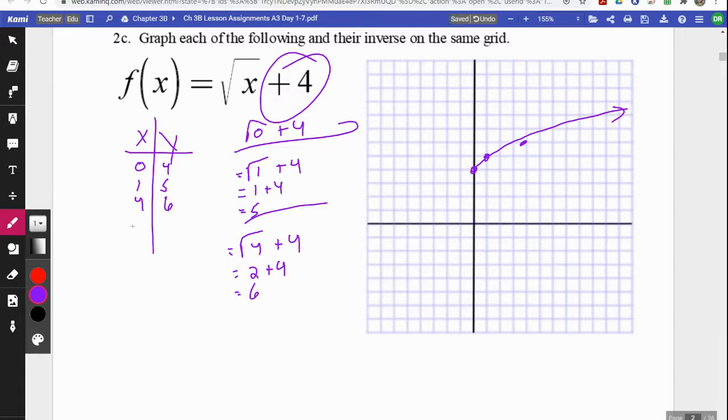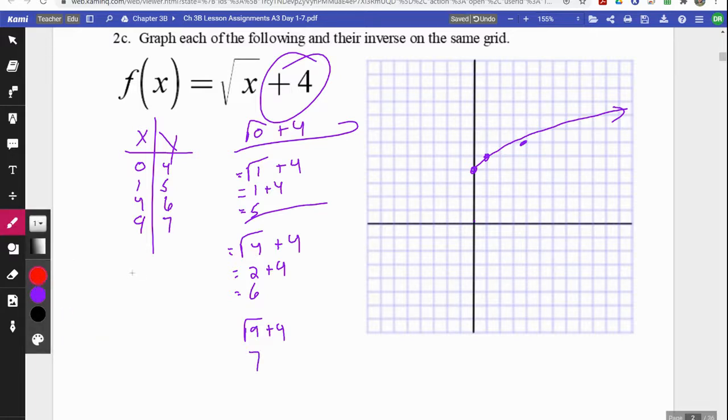The next one we would want to generate would be the next perfect square that you could take a square root of. The next perfect square up is 9. Square root 9 plus 4, this is 3 plus 4, which is 7. And let's just stop there for now.